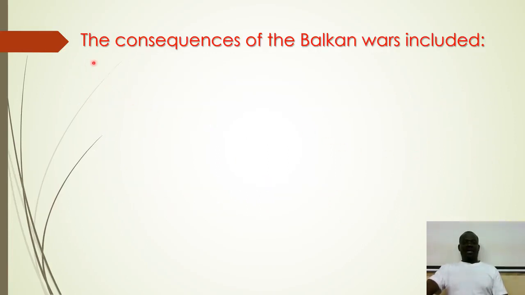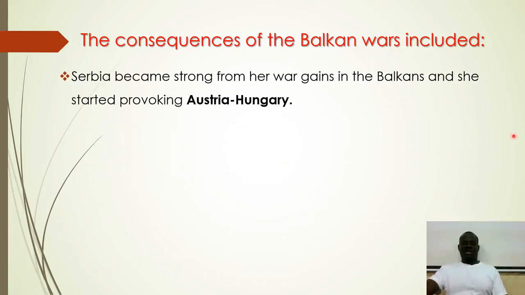Now, let us look at the consequences of the Balkan Wars. What were the consequences? Serbia became strong from her war gains in the Balkans, and she started provoking Austria-Hungary. After the Balkan Wars, Serbia gained some territories and became stronger, and she started provoking Austria-Hungary. Remember, she was already bitter after the taking of Bosnia-Herzegovina in 1908 by Austria-Hungary.